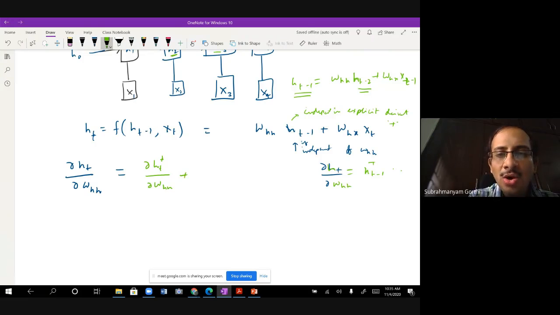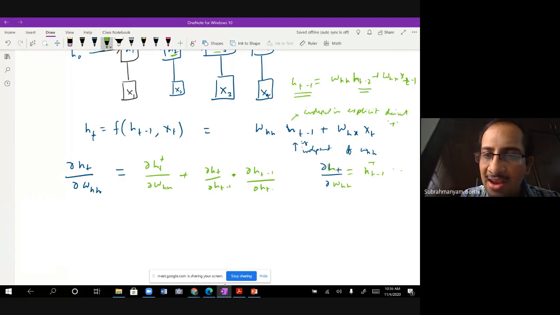But this is not the whole thing. What do I also need to write? I need to write implicit derivatives. Now I can assume W_hh is independent, and I will write ∂h_t/∂h_(t-1). I will first write it as the derivative with respect to h_(t-1). I don't bother about W_hh; I assume that it is constant. This is into, but there is an internal derivative because h_(t-1) is also dependent upon h_(t-2), so ∂h_(t-1)/∂h_(t-2).